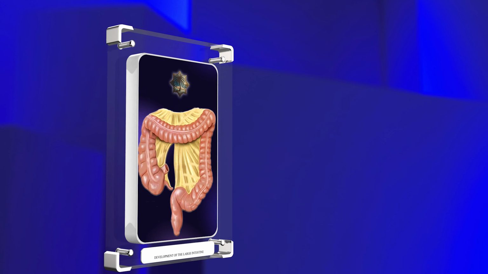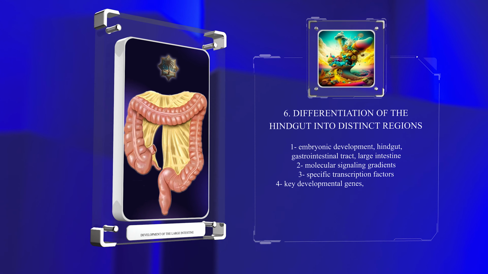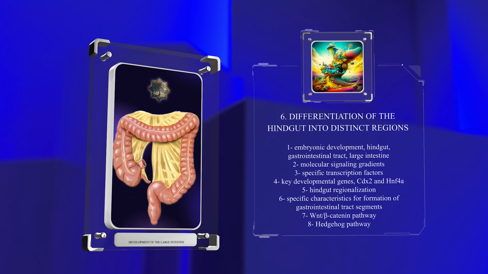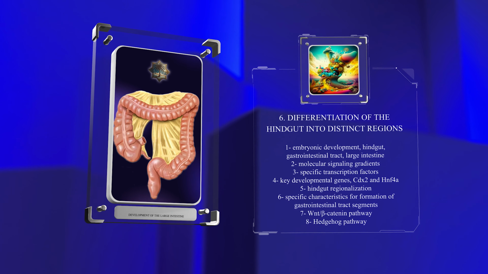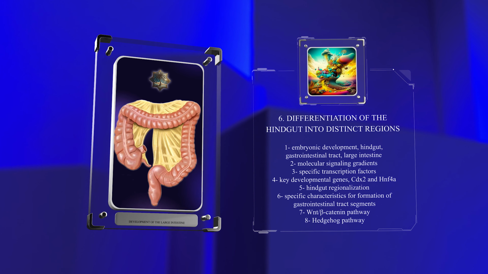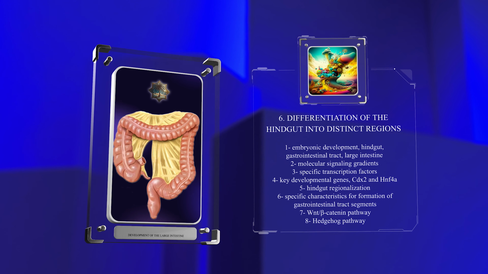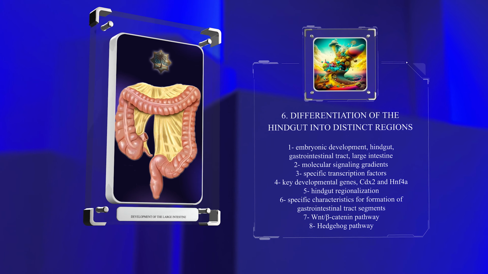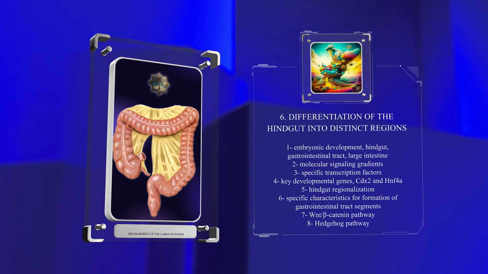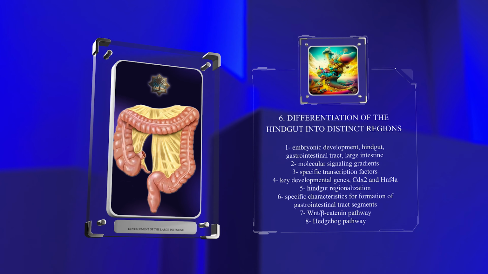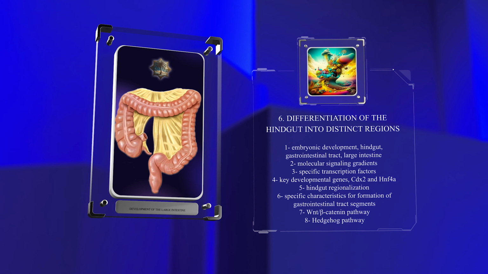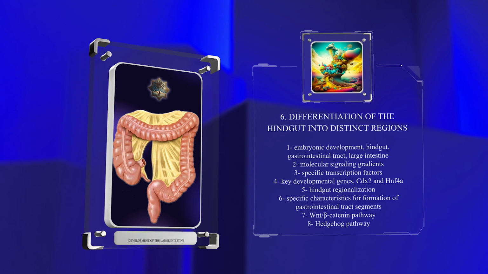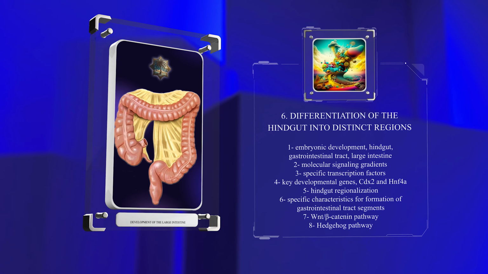During embryonic development, the hindgut differentiates into distinct regions that give rise to various segments of the gastrointestinal tract, including the large intestine. This process involves the establishment of molecular signaling gradients and the subsequent activation of specific transcription factors. The hindgut is initially specified by the expression of key developmental genes, including CDX2 and HNF4A. As development progresses, the hindgut becomes regionalized, with different regions acquiring specific characteristics necessary for the formation of various segments of the gastrointestinal tract, such as the large intestine.